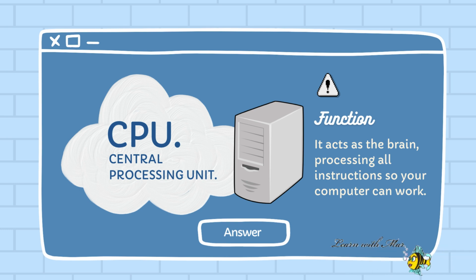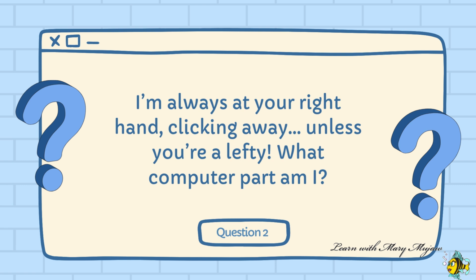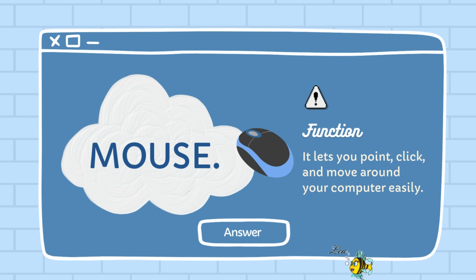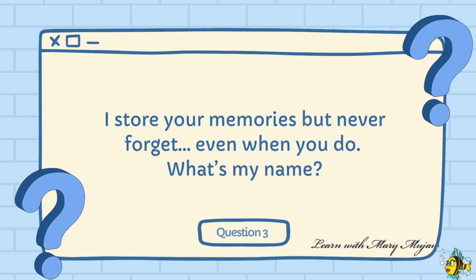On to the next device. I am always at your right hand, clicking away. Unless you're a lefty, what part of a computer am I? That one is so easy. It's the little mouse. On to the next riddle.